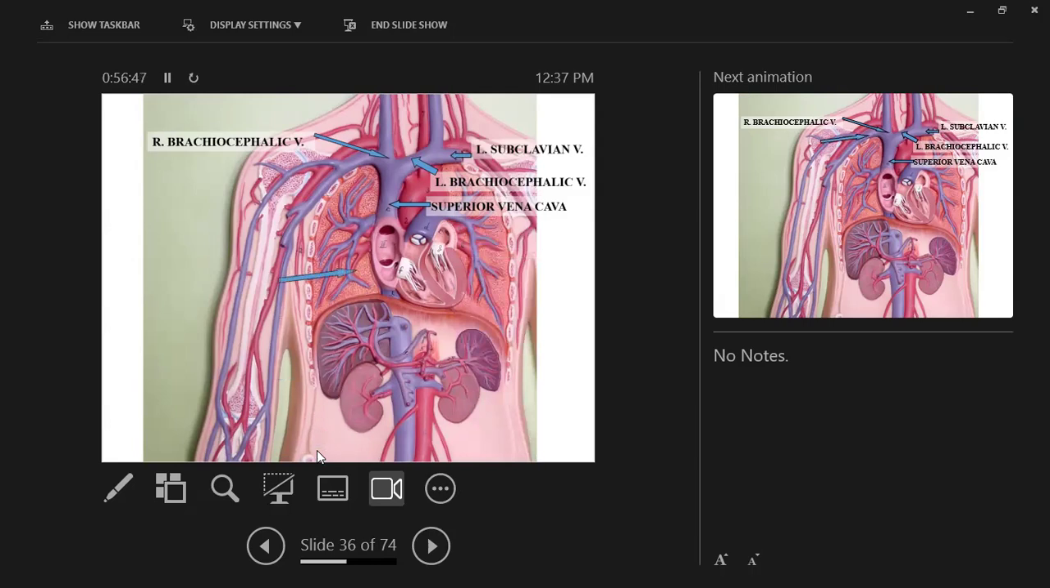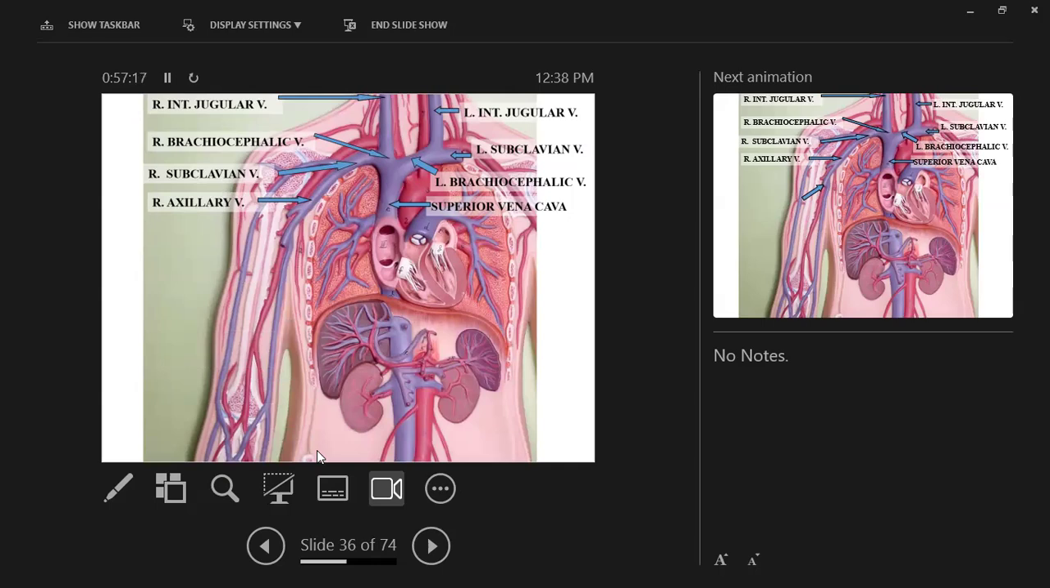There's your left subclavian vein. There's your right subclavian vein. There's your left internal jugular. There's your right internal jugular. There's your axillary vein running right next to your axillary artery. So the axillary vein is right here, running right next to the axillary artery.